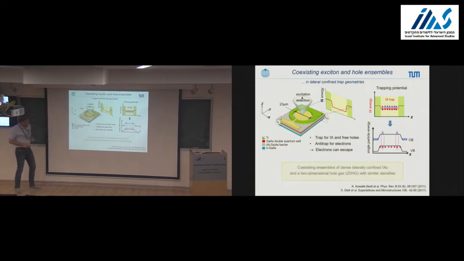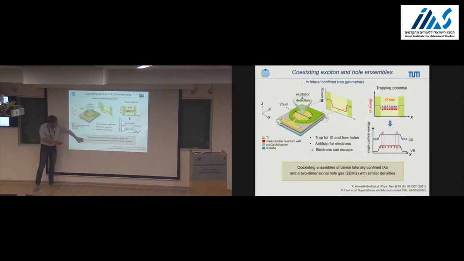Okay, so the point is now, for the next 2 experiments I want to share with you, there are coexisting ensembles of dense, laterally confined indirect excitons, plus a 2-dimensional hole gas, a 2DHG as we sometimes call it in semiconductor physics, with similar densities.